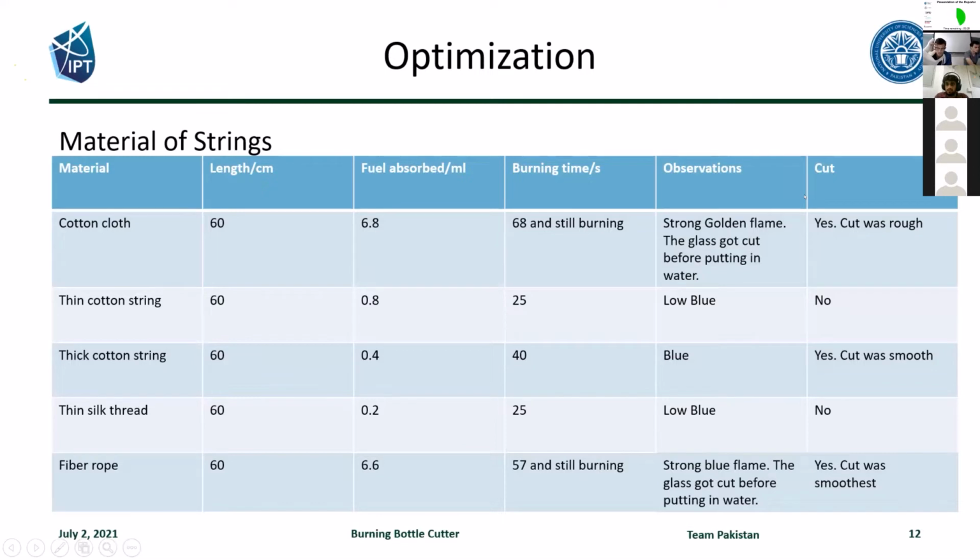For observation, we observed the flame that it produced and whether the cut was given or not. So three strings gave a cut. With the cotton cloth, the cut was rough. With the thick cotton string, the cut was smooth. And the fiber rope gave the smoothest cut. But since we had a limited amount of fiber rope, the further experiments we conducted were with the thick cotton string.